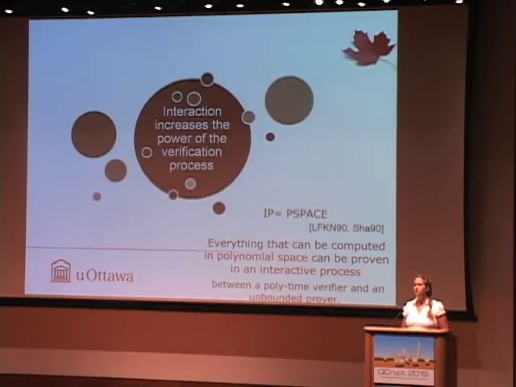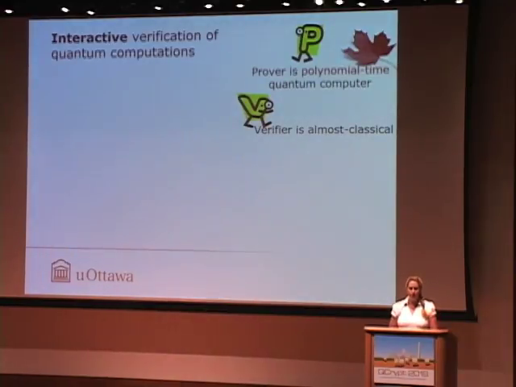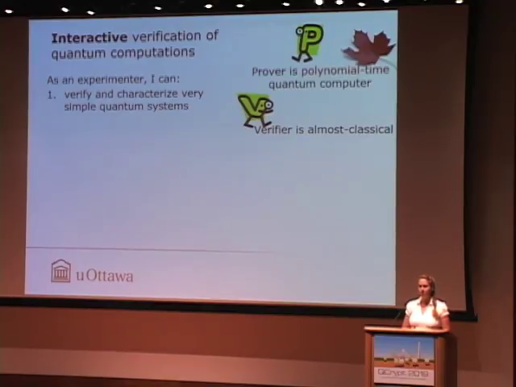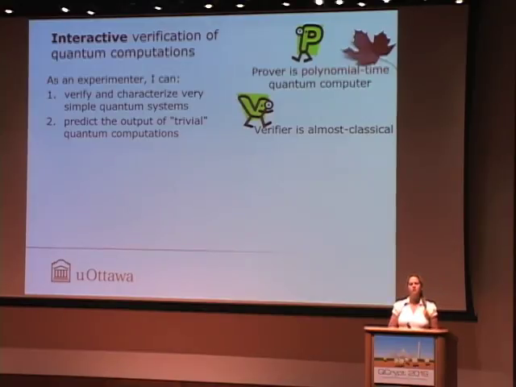Okay, so let's use this idea for verifying quantum computations. Let's allow ourselves interaction. So again, our picture: prover's polynomial time, verifier. The verifier is going to be almost classical. It's going to have a little bit of quantum power, and I'll tell you what exactly later. So, as an experimenter, I'll suppose that I can verify and characterize very simple quantum systems. I can predict the output of trivial quantum computations, for instance, evaluating the identity circuit on input 0. And I can interact with the setup.